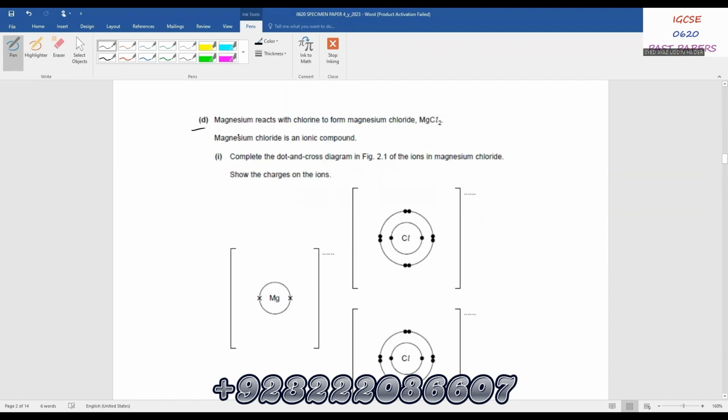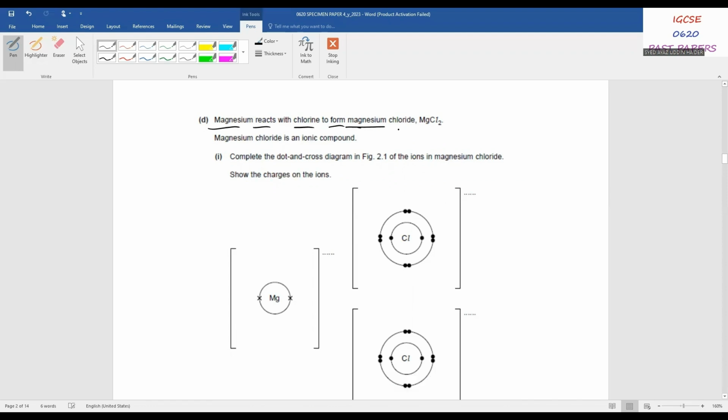Part D. Magnesium reacts with chlorine to form magnesium chloride, MgCl2. Magnesium chloride is an ionic compound. Number 1, complete the dot and cross diagram in figure 2.1 of the ions in magnesium chloride. Show the charges on the ions.